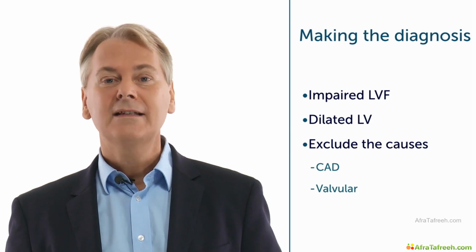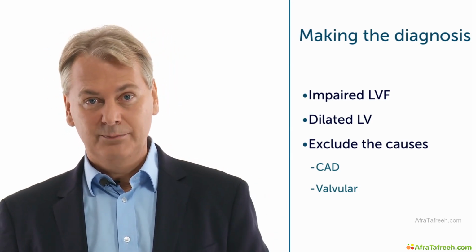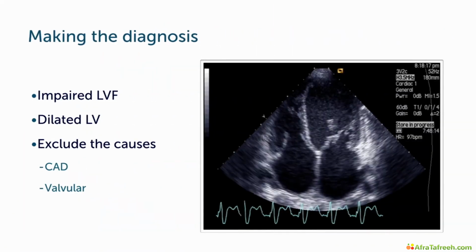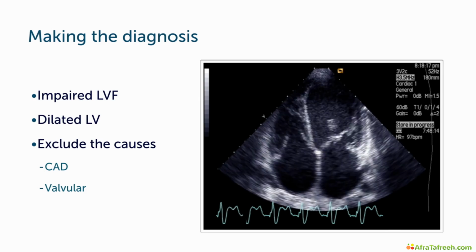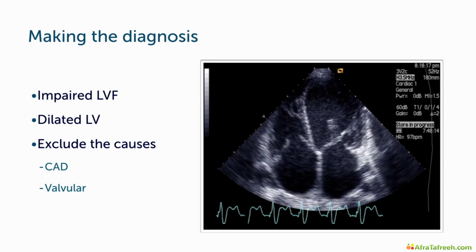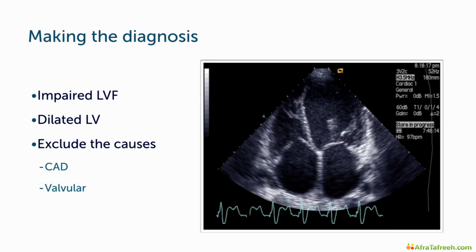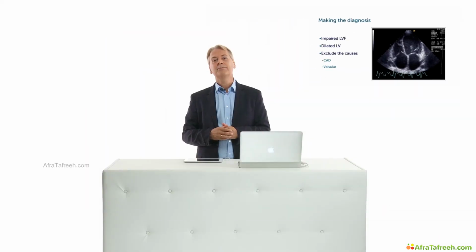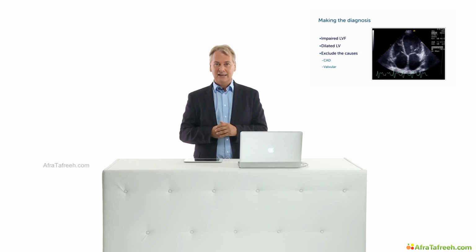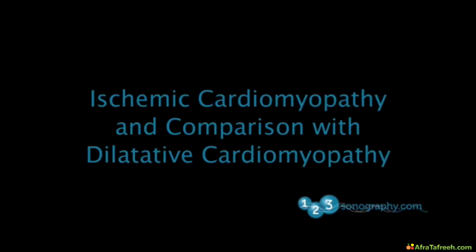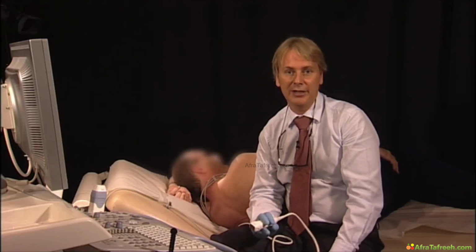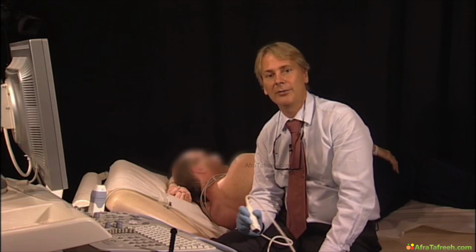Now, making the diagnosis is sometimes very simple, but sometimes more difficult. If you take a look at this echocardiogram, I think it's very apparent that he has a dilated left ventricle, that he has an impaired systolic function. But what you should also be looking at is whether this function is global or regional, because that, for example, might pinpoint to an ischemic cause of dilated cardiomyopathy. It is not always easy to differentiate between ischemic and dilated cardiomyopathy.